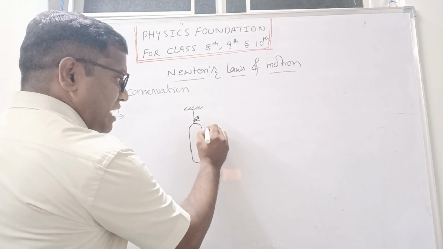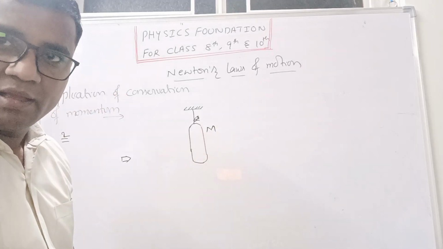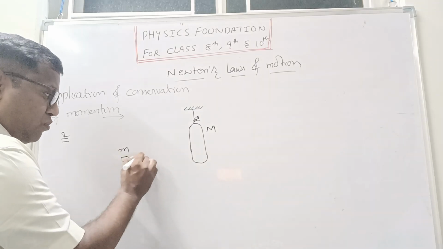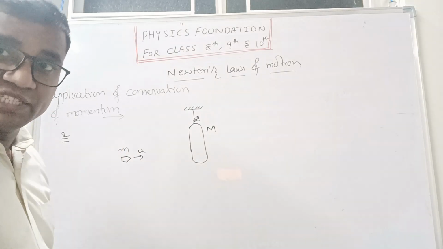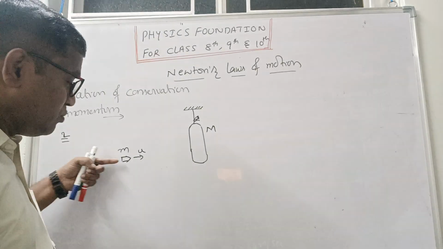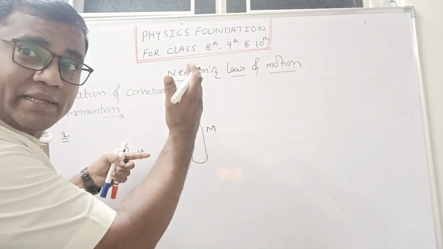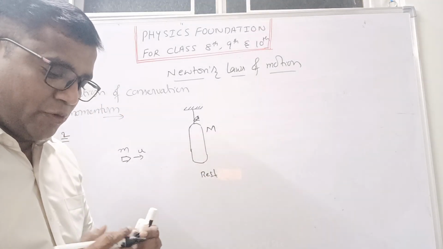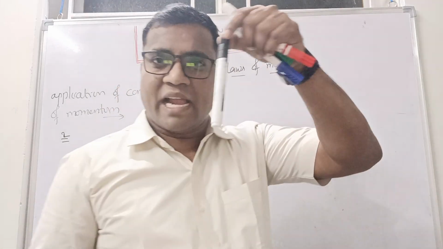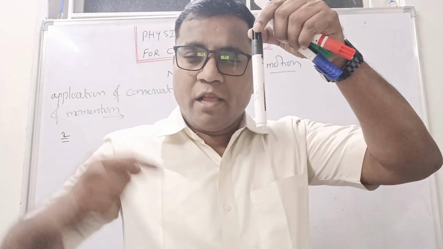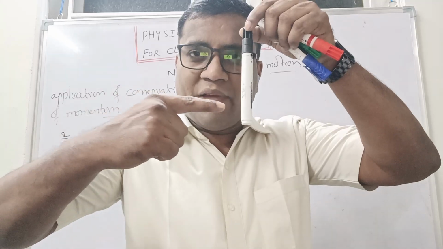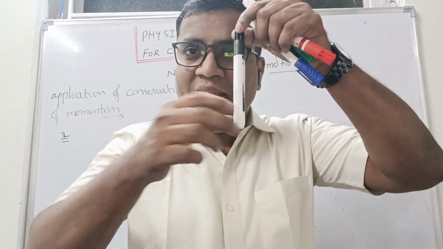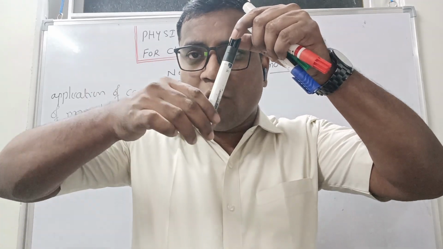For the sandbag, I will write mass capital M. The bullet mass is small m and it moves with velocity, for example, u. Initially this bullet is moving with velocity and the sandbag is at rest. Now you tell me, the sandbag is suspended. So the bullet is coming, and when it hits, it sticks. It entered into the sandbag.